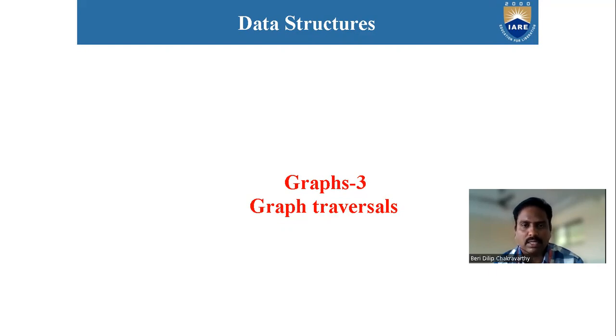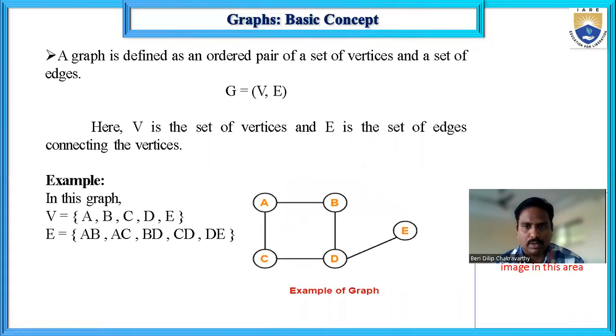We all know traversal is nothing but visiting the nodes, or visiting the vertices. Graph traversal means how you are visiting each and every vertex in the graph. Are we maintaining some order? We'll see all those things.